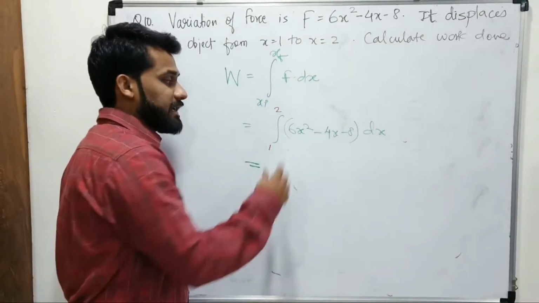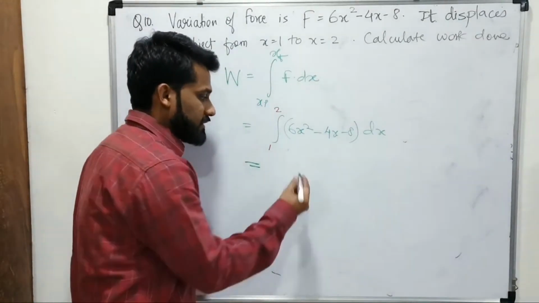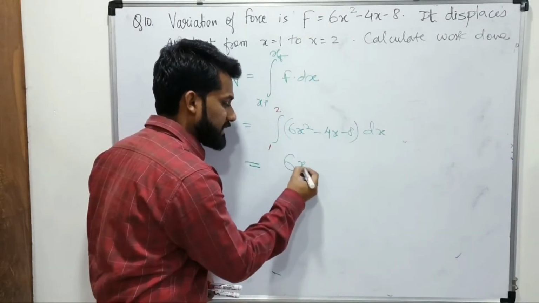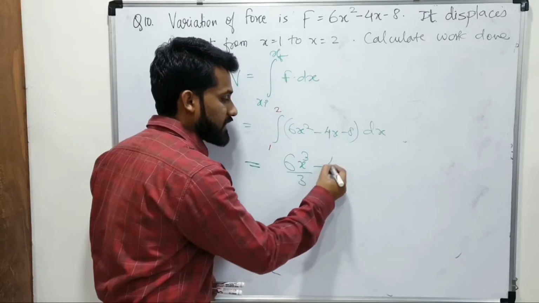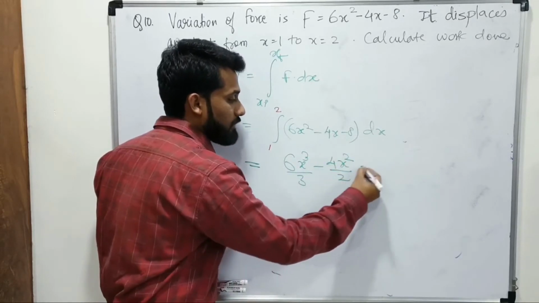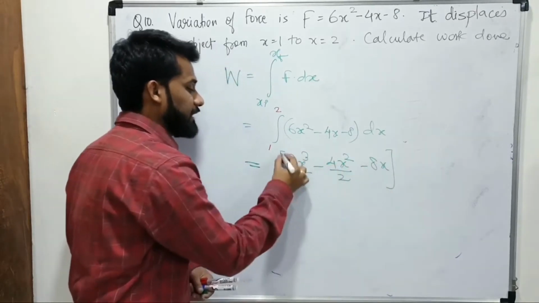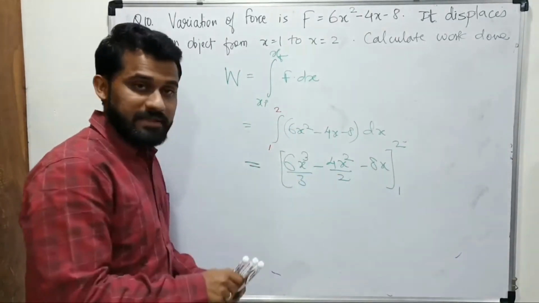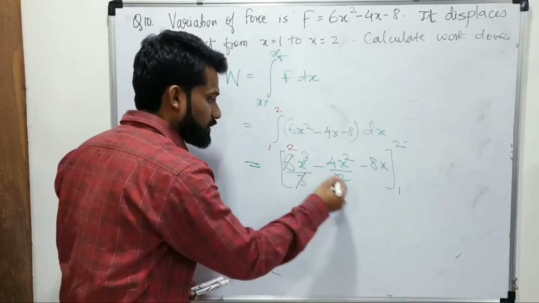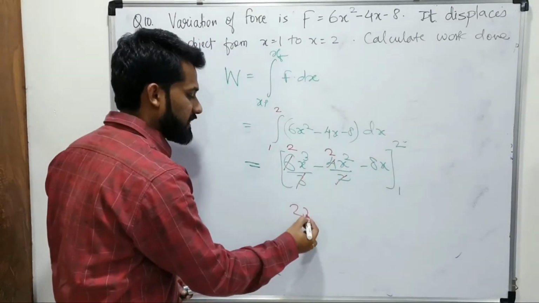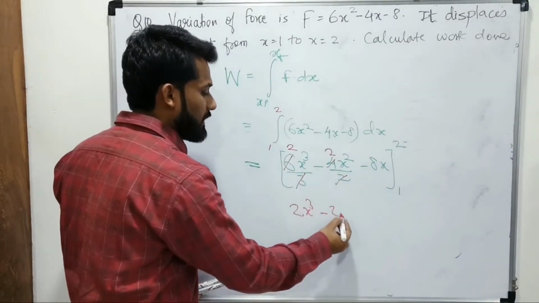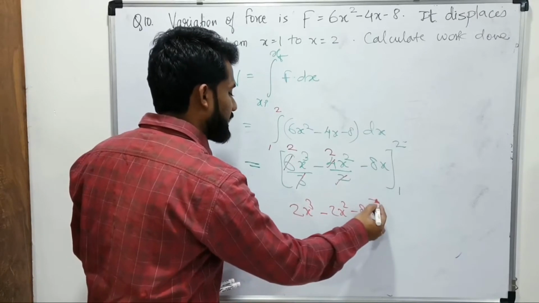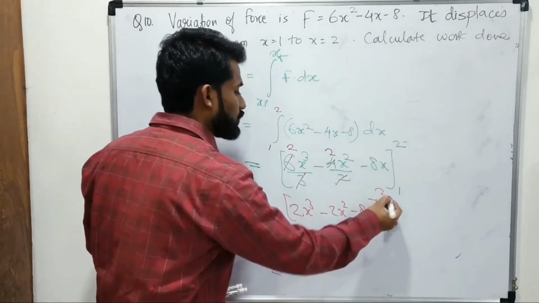So let us integrate this now. The integration of 6x square will be 6x cubed by 3 minus 4x square by 2 minus 8x, and then the limits are 1 to 2. First, instead of putting the limits, I'll simplify this. This is 2, this is 2. So the expression will simplify and become 2x cubed minus 2x square minus 8x, and the limits are 1 to 2.